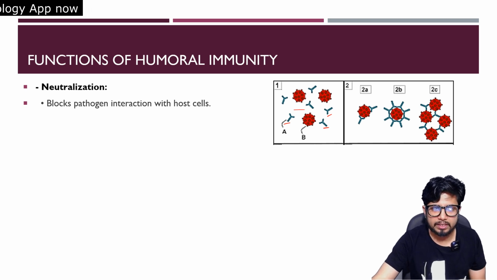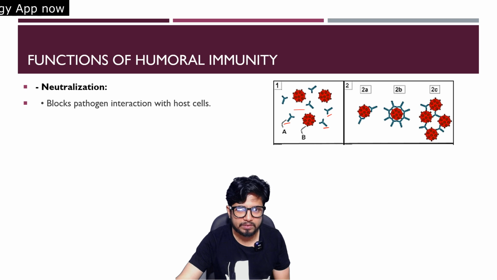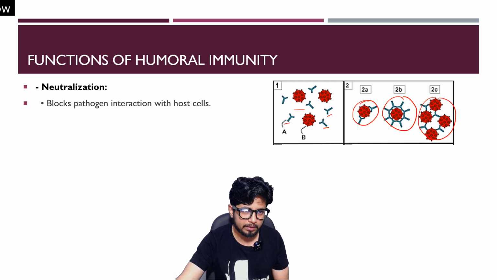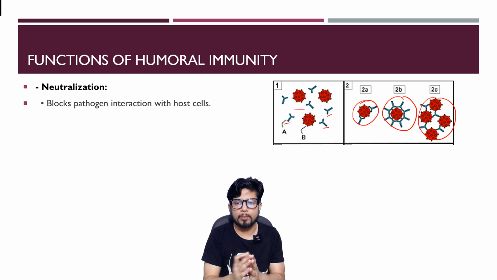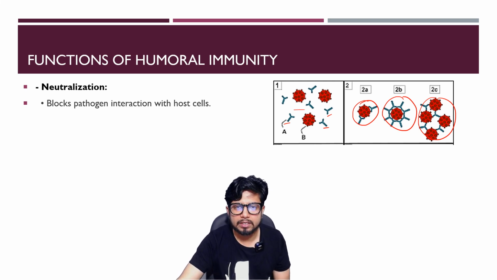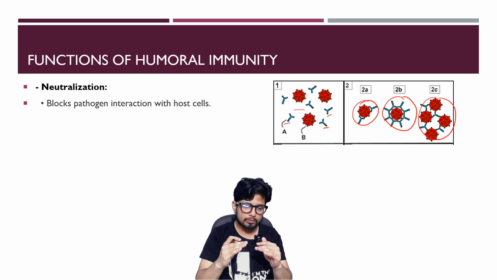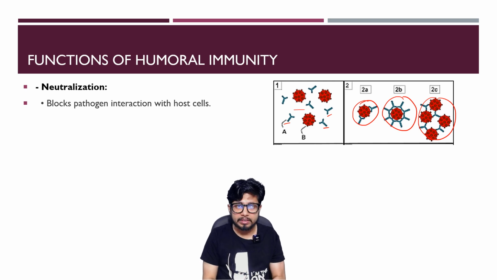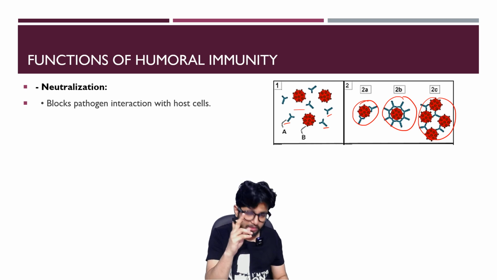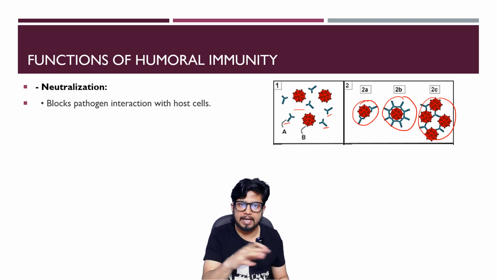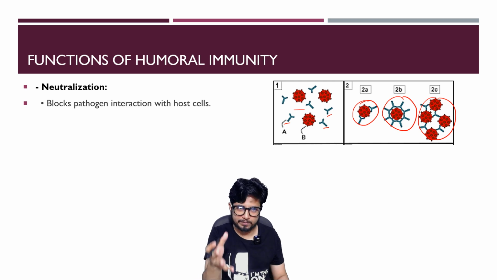So this antibody can coat it completely, and you can see that coating is done like this, or a different format of coating can be done. This coating blocks the antigen from causing any kind of abnormality or changes in our tissue. That can be prevented. That is called neutralization. That means the pathogen or the antigen is being neutralized.